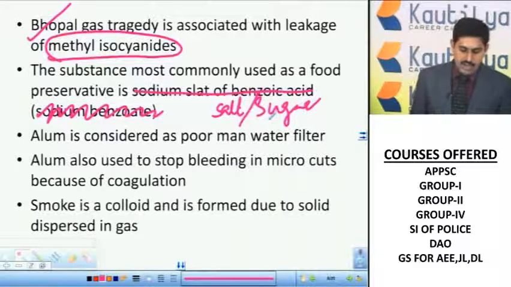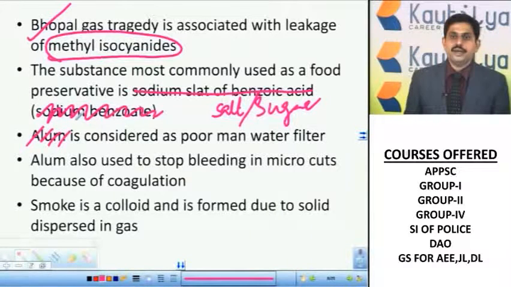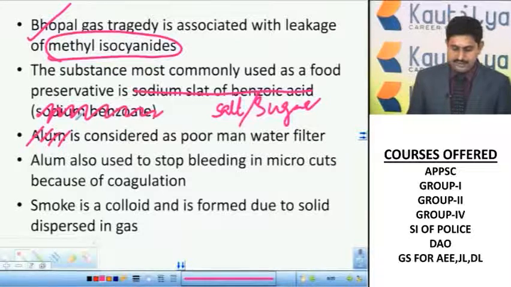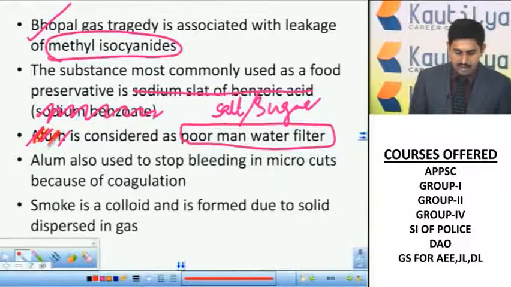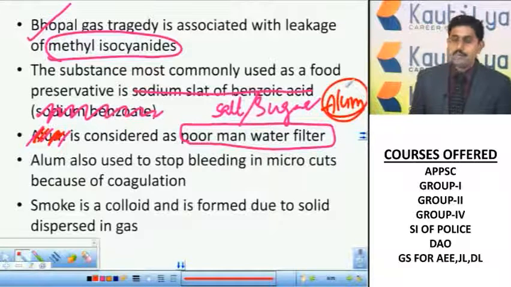Next one, alum. It is aluminum metal containing sulfur content and phosphorus content. Alum is considered a poor man's water filter. You may get the question, what is a poor man's water filter? That is nothing but alum, A-L-U-M. Alum is considered a poor man's water filter.